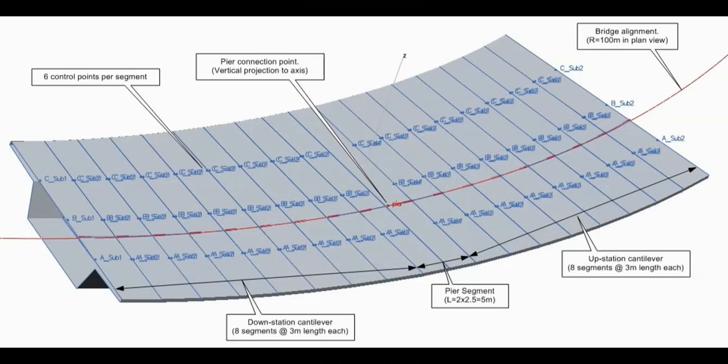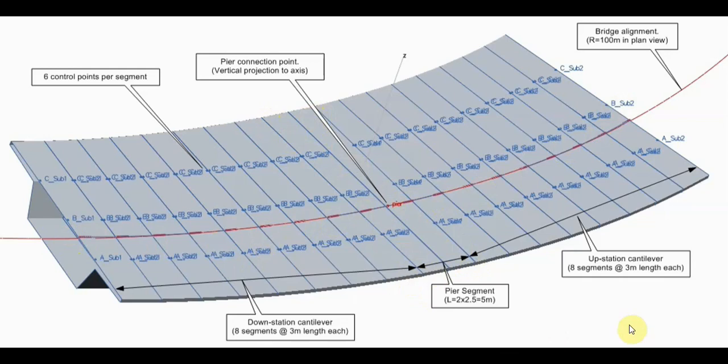This sketch is taken out of the Getting Started manual, and it illustrates the example that we will be dealing with in the following. The same example is also described in the mentioned Getting Started manual, which can be downloaded from our website and which probably has a little bit more detail in it if people want to use it. The example is a simple balanced cantilever with a pier segment in the middle and 8 match cast segments on each side to form the balanced cantilevers.